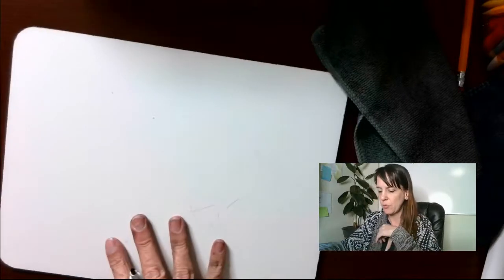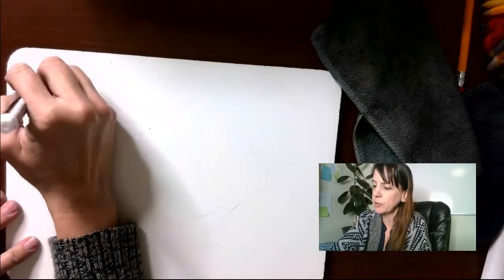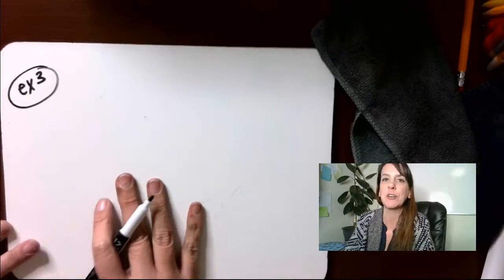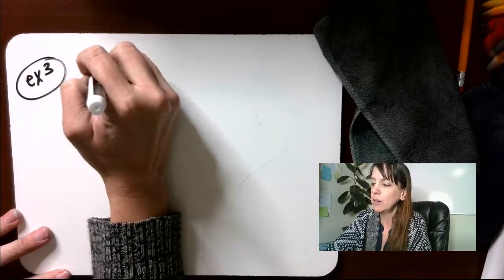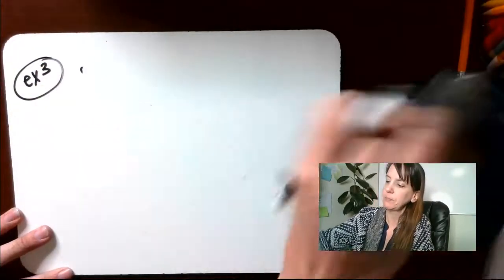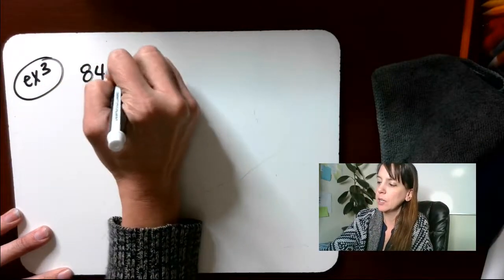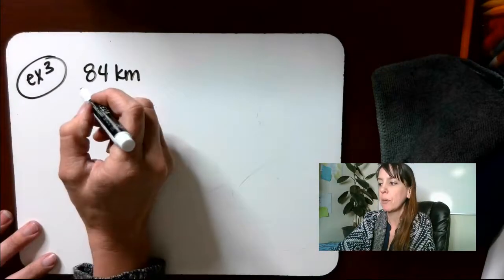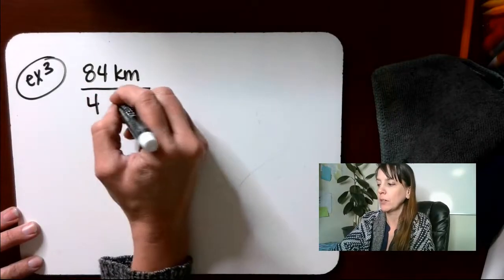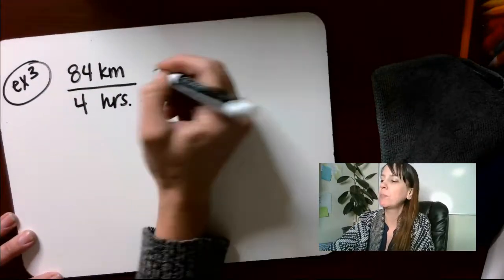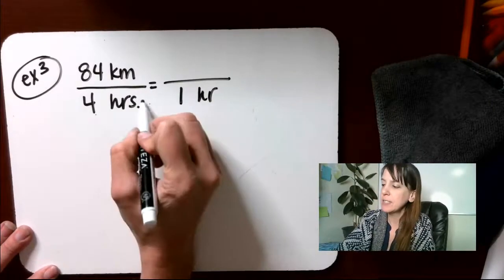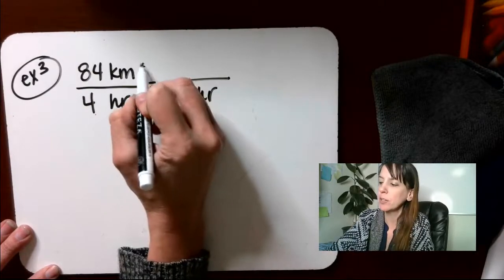All right, so let's talk about rates. For our next one, example number 3: Hans pedaled 84 kilometers in 4 hours. What was his average speed? So 84 kilometers, and if you can substitute the word per in, that's helpful. So per 4 hours, okay? We want to know what he did per 1 hour. To go from 4 to 1, I would have to divide by 4, right? And if we do it on the bottom, we're going to do it on the top.